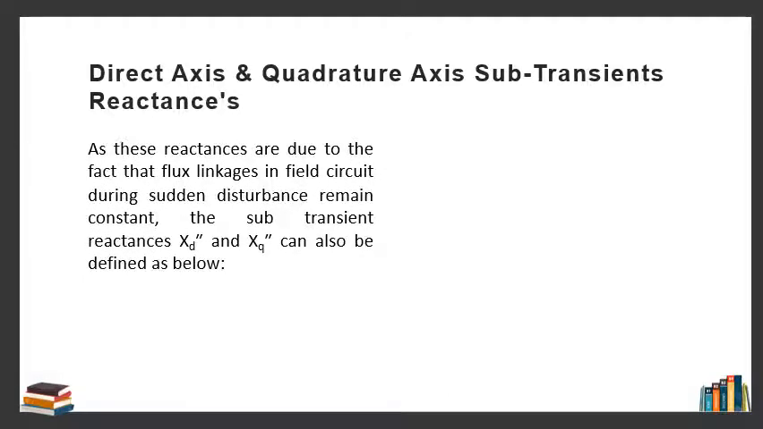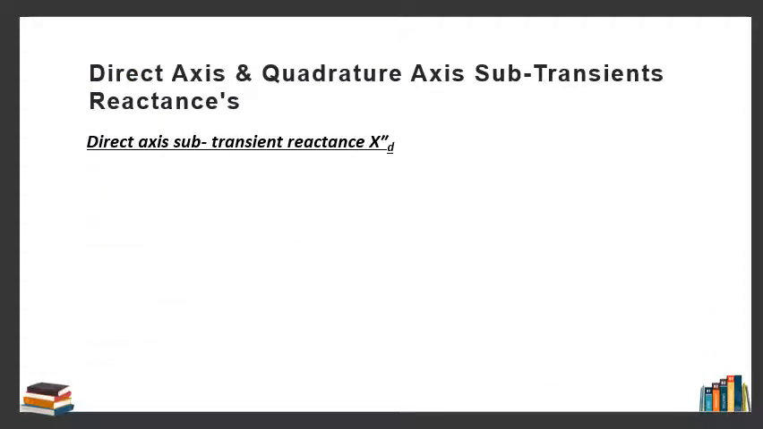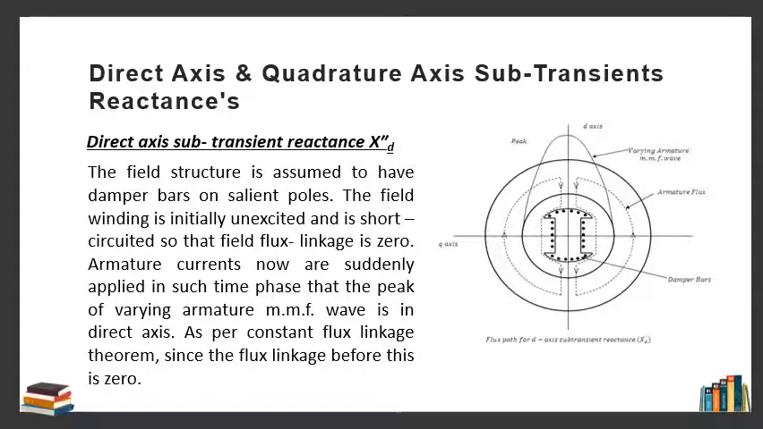These reactances are due to the fact that the flux linkage in field circuit during sudden disturbance remains constant. The sub-transient reactances XD double dash and XQ double dash can also be defined as follows. First one is the direct axis sub-transient reactance XD double dash. The field structure is assumed to have a damper bar on salient poles, the field winding is initially unexcited and is short-circuited so that the field flux linkage is zero.